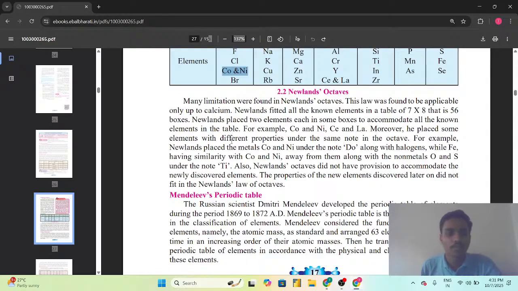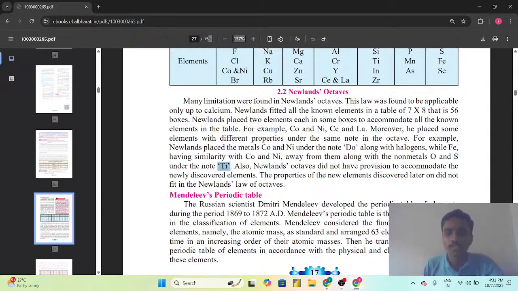Moreover, he placed some elements with different properties under the same note in the octave. For example, Newlands placed the metals cobalt and nickel under do along with the halogens, while iron, having similarity with cobalt and nickel, was placed away from them with the non-metals oxygen and sulfur under another note.